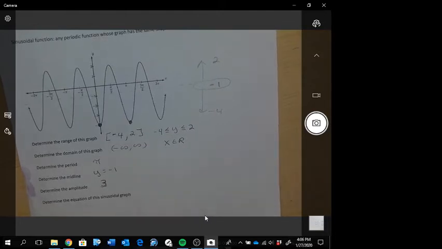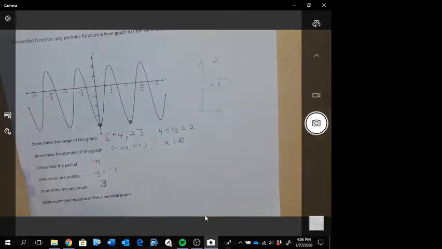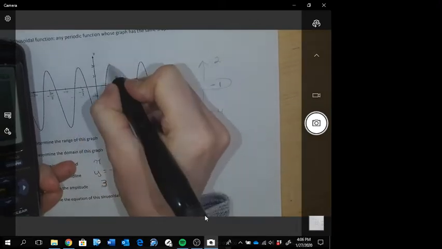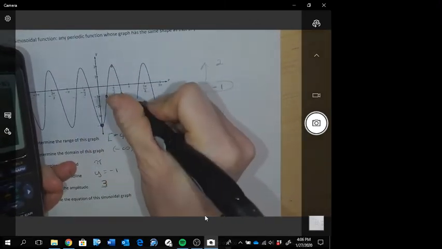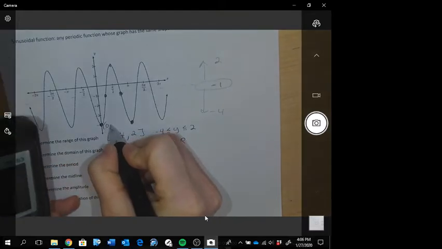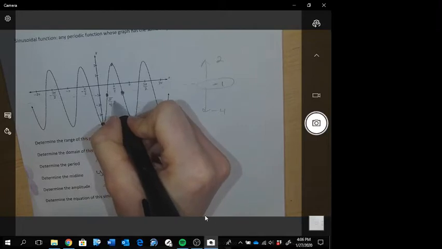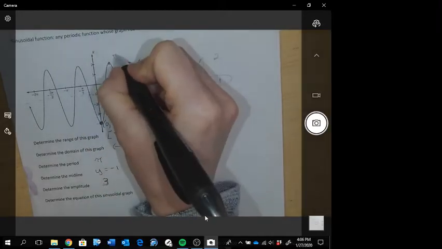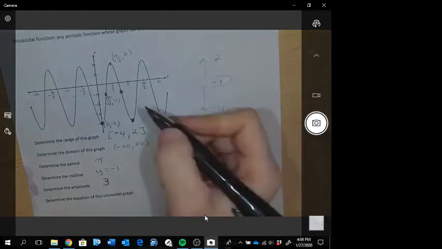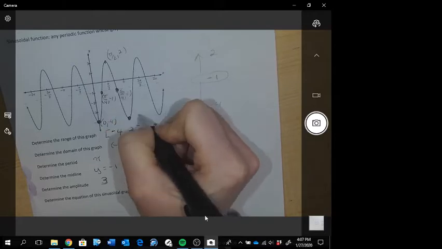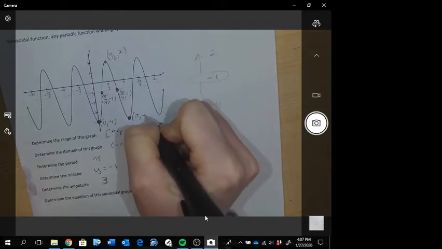Determine the equation of this sinusoidal function. We are going to go to our calculator and type in some coordinates. This is 0, -4. This one would be pi over 4, comma, -1. Pi over 2, comma, 2. This one would be 3 pi over 4, comma, -1. And then this would be pi, -4.